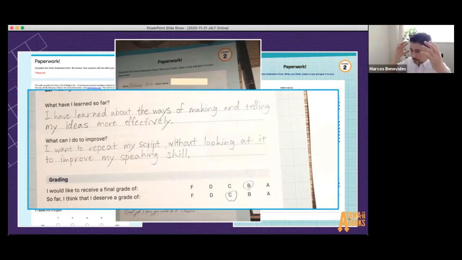Again, it's a way of getting the students to think about what they're doing in class. So it's not just free conversation. It's not just have fun and speak English. It's like, wait a second, what exactly am I doing and how can I get better?